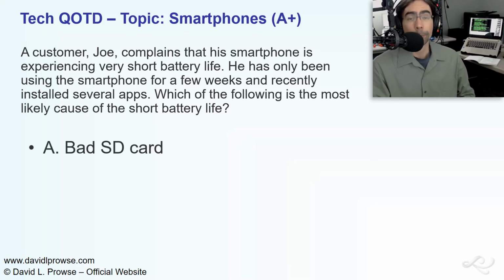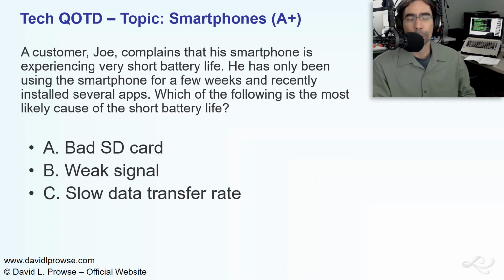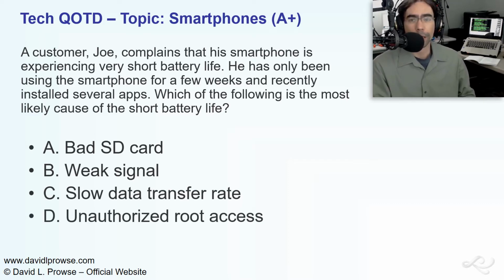Is it A, a bad SD card? Or is it B, a weak signal? Perhaps C, slow data transfer rate? Or D, unauthorized root access? And there's only one correct answer. This is a multiple choice question looking for the most likely cause. So you want to pick the best answer, and I'll give you a moment to pause the video now, and I'll be back with the answer in just a moment.